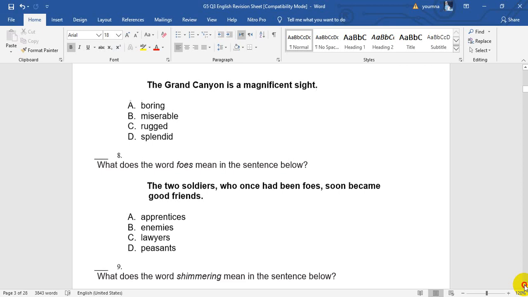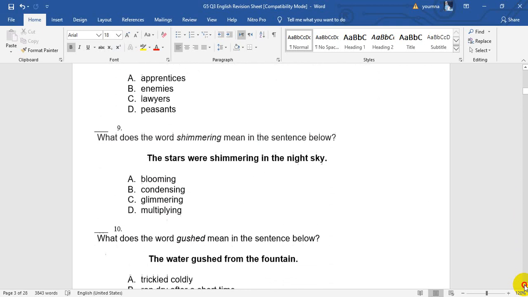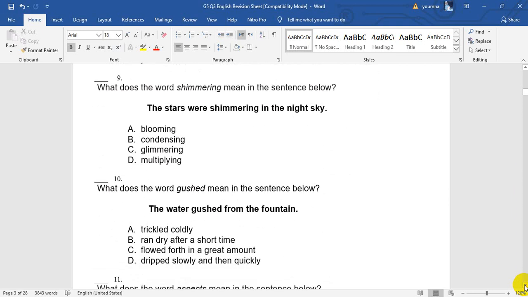Let's move to number 9. What does the word shimmering mean in the sentence below? The stars were shimmering in the night sky. Here shimmering means blooming, condensing, glimmering, multiplying. Shimmering, guys, means shining. Which word means shining here? It will be C, glimmering. Very good.